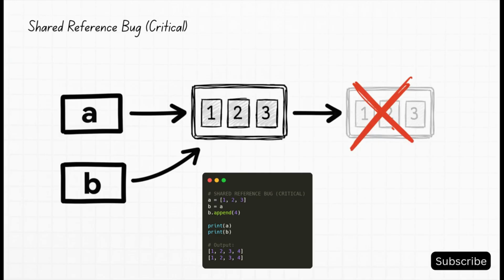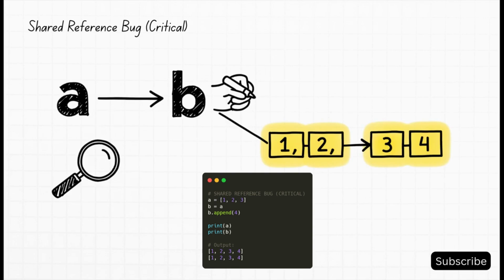So what do you think happens if we go and modify B? And there it is. We appended to B, but A changed right along with it. This is that shared reference bug in action. This is what causes so many backtracking problems to fail.